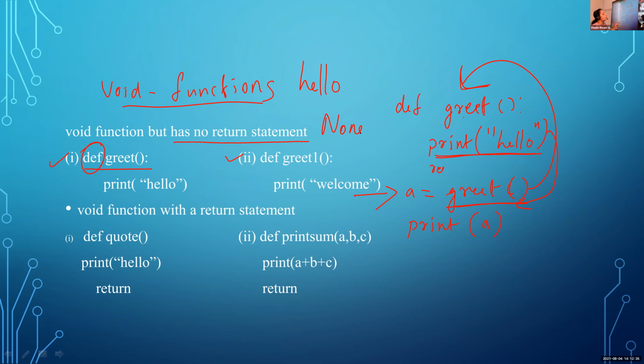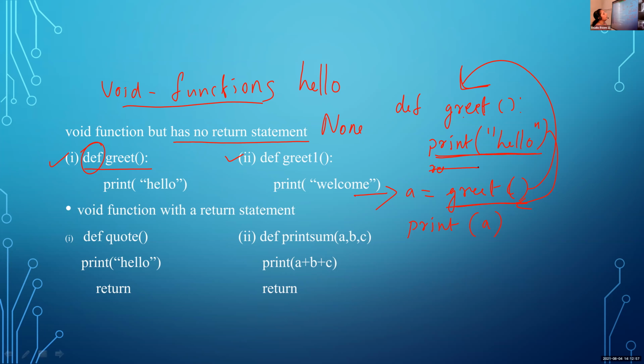None is used for representing empty value. Okay. In Python, None is used to represent empty value. So if there is no return statement, then also this function will return a default value. That default value's name is None.